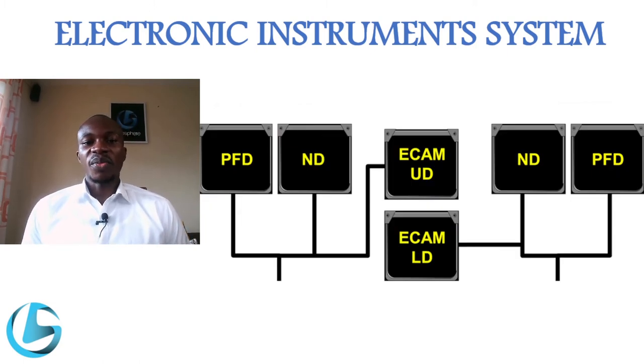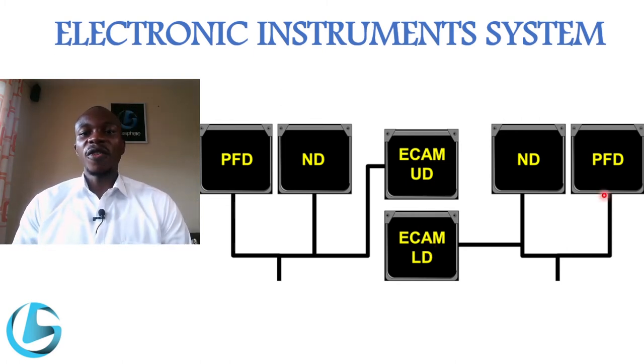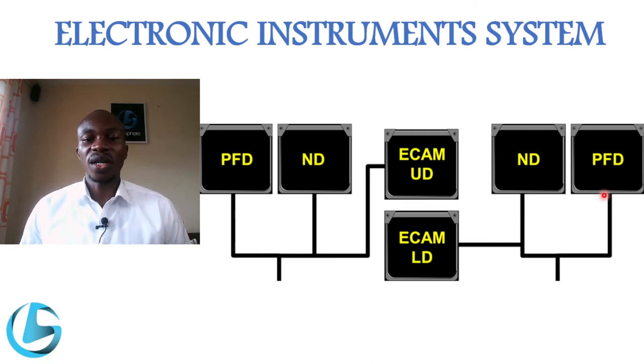This is also another diagram that illustrates how this display works. We have the PFD and the navigational display. We also have the ECAM, which has a top display, engine and warning display, and the bottom display, which is the system display. So we have three display management computers on an A320, one that drives the PFD and ND on the captain's side and the engine and warning display. And then the second DMC drives the navigational display and the PFD on the first officer's side, as well as the bottom ECAM, which is the system display.